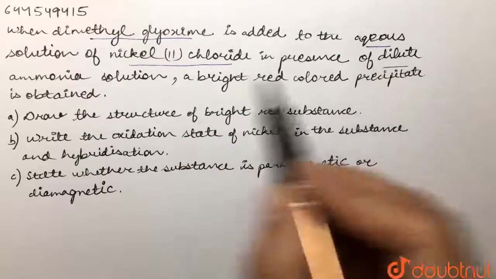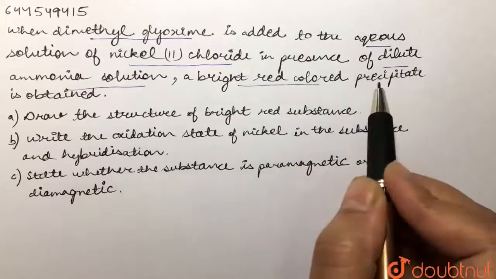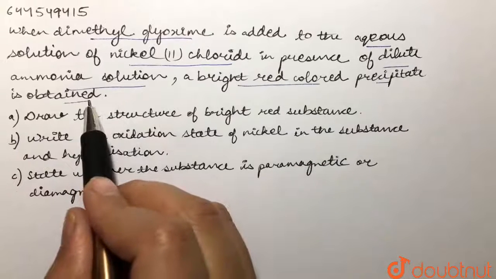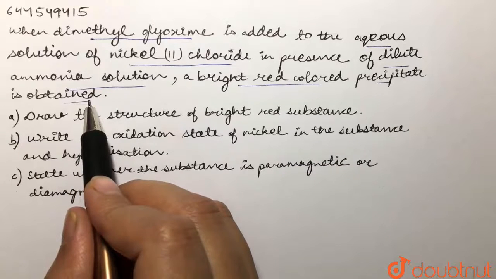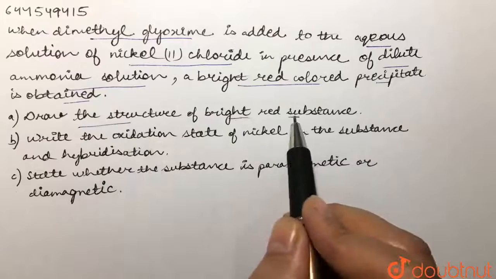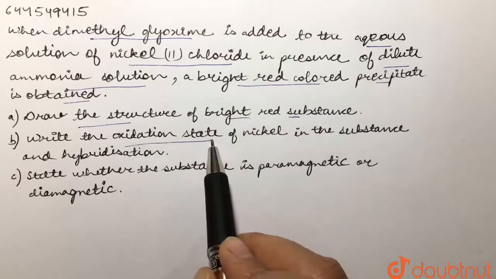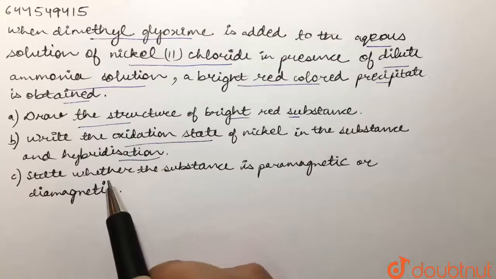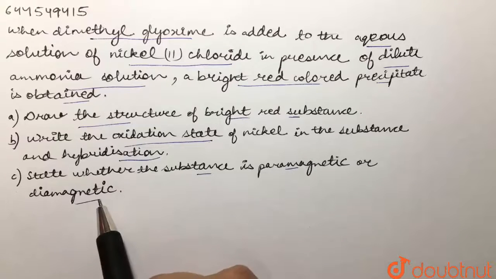Our question is, when dimethyl glyoxime is added to the aqueous solution of nickel 2 chloride in presence of dilute ammonia solution, a bright red colored precipitate is obtained. First part is, draw the structure of the bright red substance, then write the oxidation state of nickel in the substance and hybridization, then state whether the substance is paramagnetic or diamagnetic.